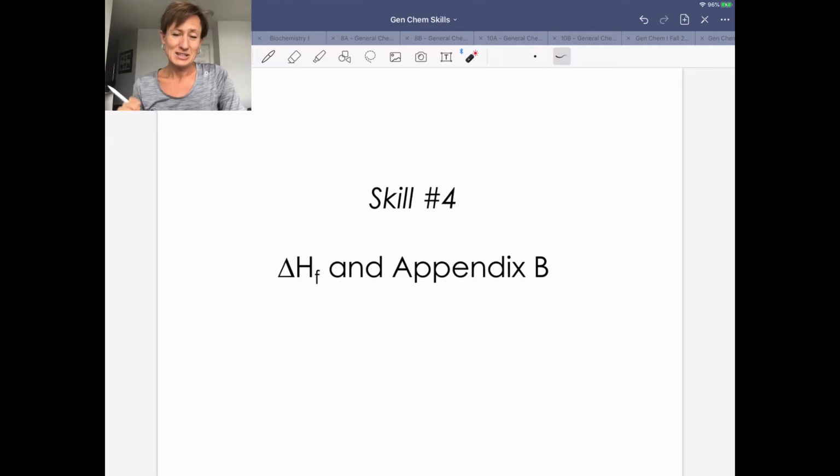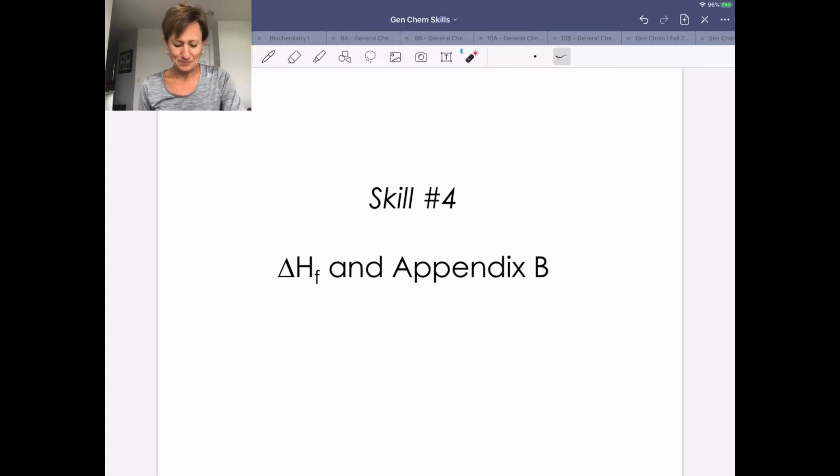So our last skill in Learning Unit 6, which is on thermochemistry, is about delta HF, which is delta H of formation, so a special kind of delta H, and then using values that are tabulated in a reference table that we're going to call Appendix B.